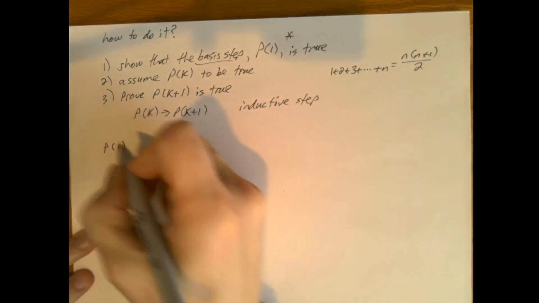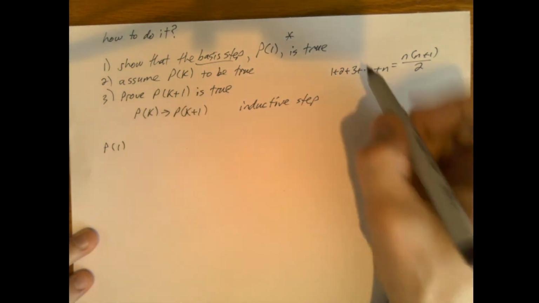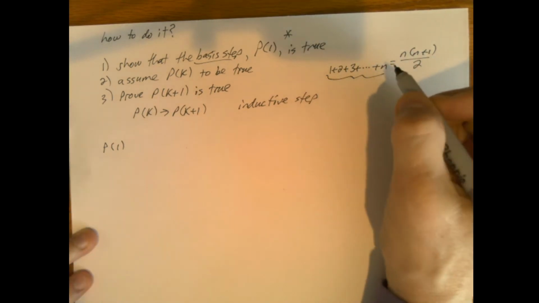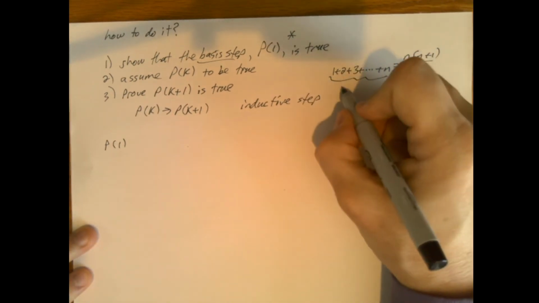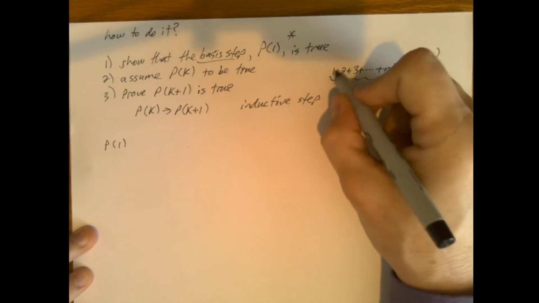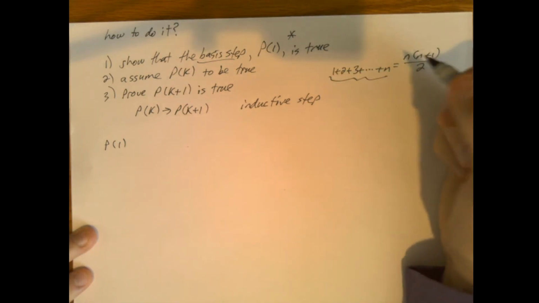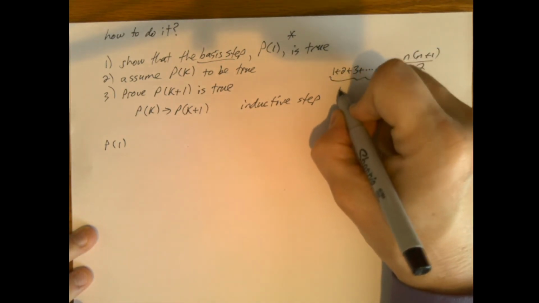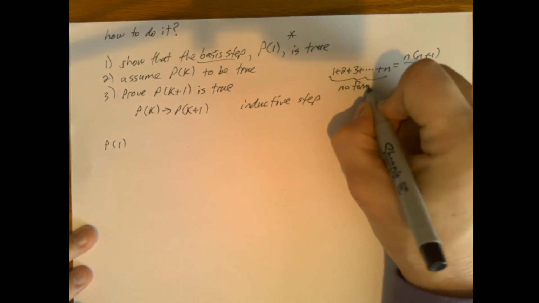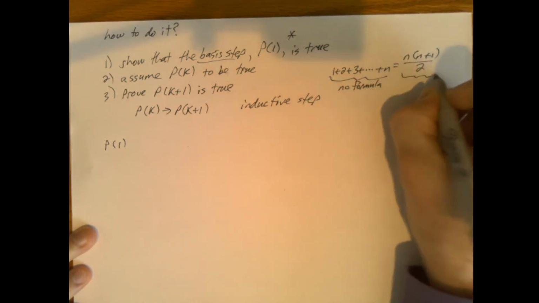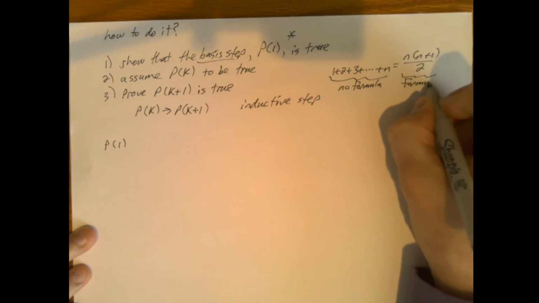So P of 1 says, now we have two different parts here, right? This side assumes we don't know the formula. This is just the summation here. Okay? So no formula. And this is the formula side.